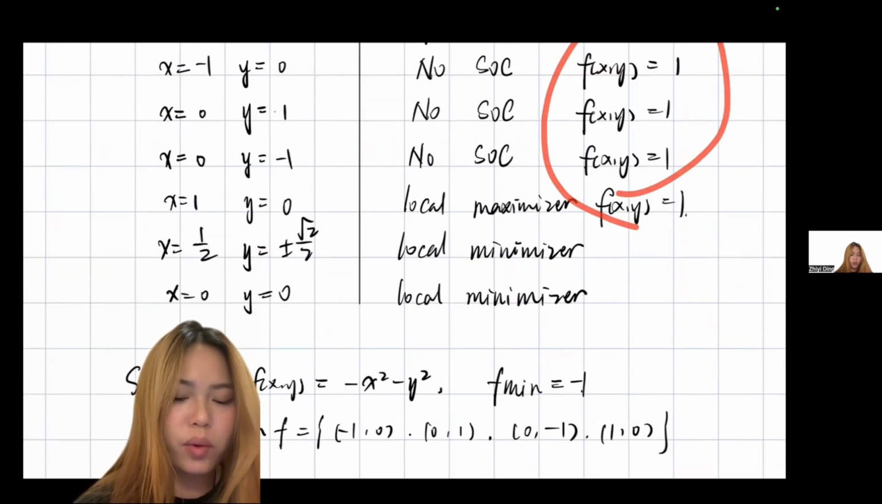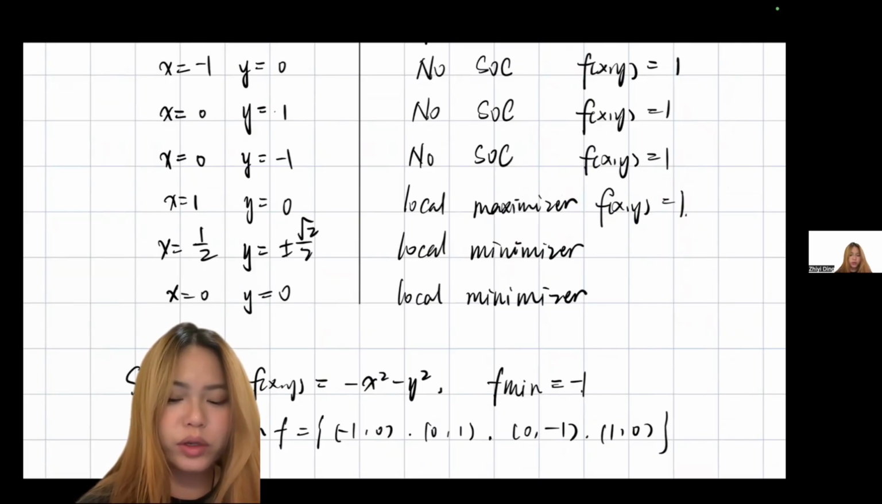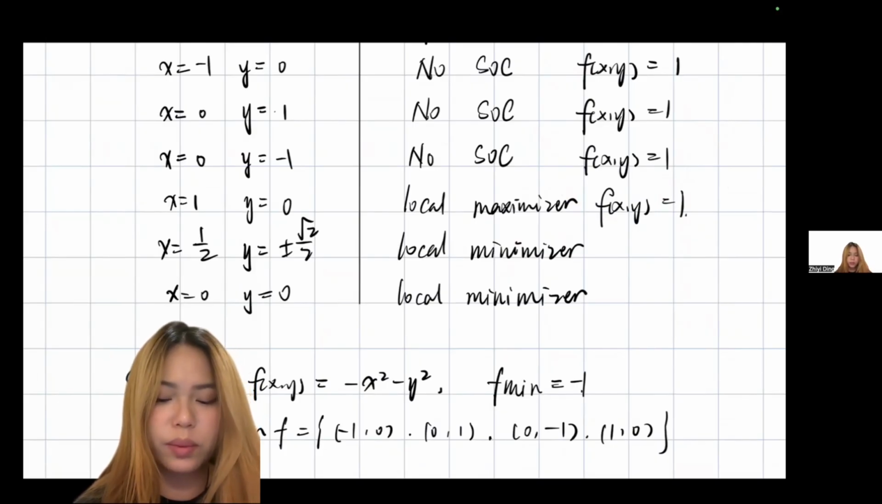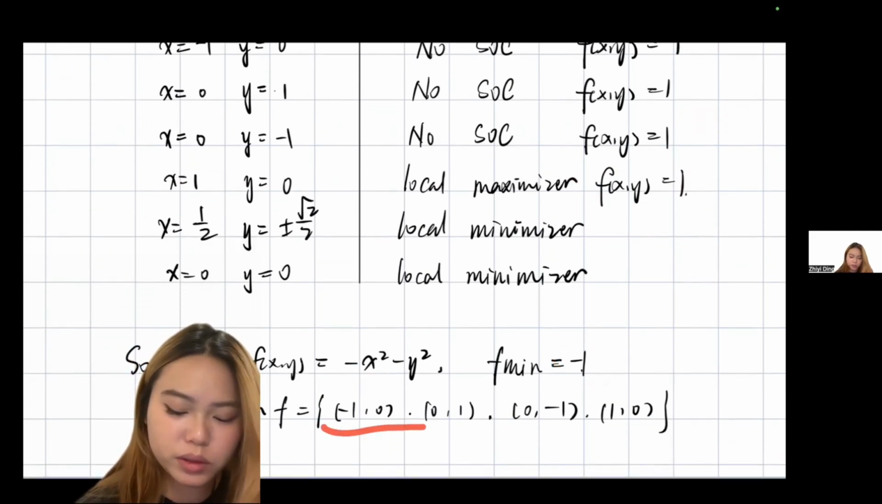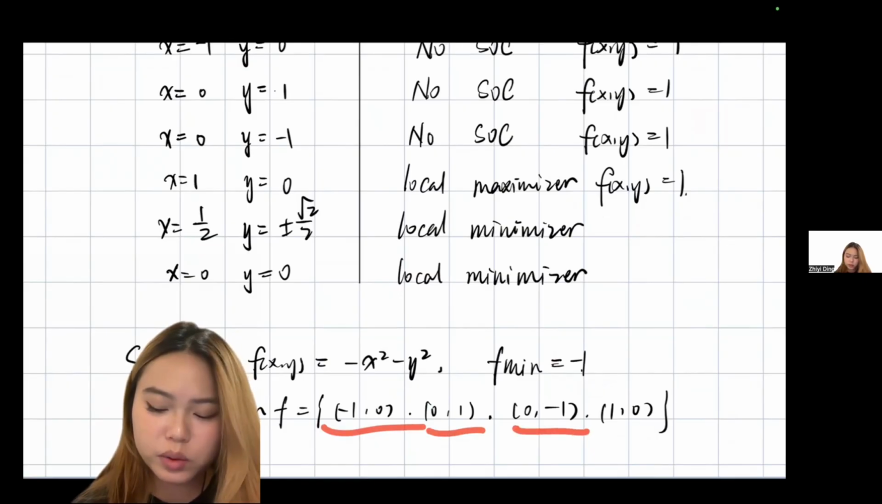And so, when we go back to the original f(x,y), which is equal to minus x squared minus y squared, its minimum is equal to minus 1. So all of the solutions are (-1, 0), (0, 1), (0, -1), and (1, 0).